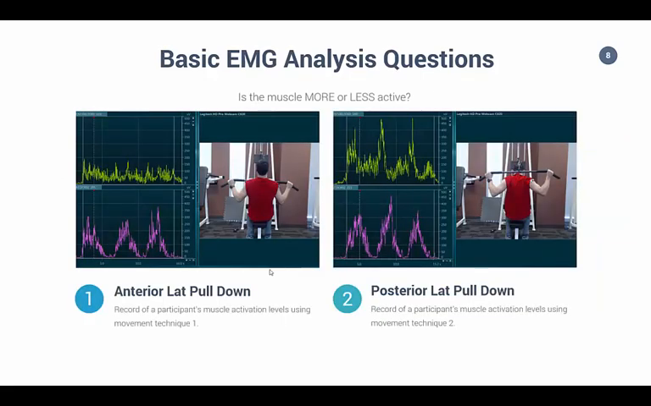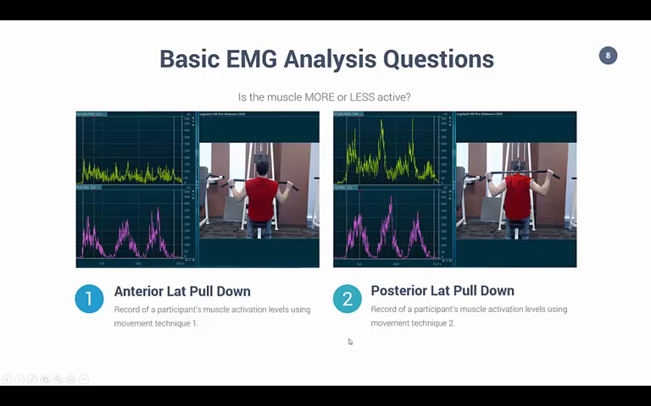Next, EMG allows us to understand the intensities of those muscle firing. Is the muscle more or less active? For instance, we can see in the anterior lat pull down, the posterior deltoid is not very active. However, in the posterior lat pull down, now that posterior deltoid is engaged in part of the stabilization and force generation necessary to move the weight.